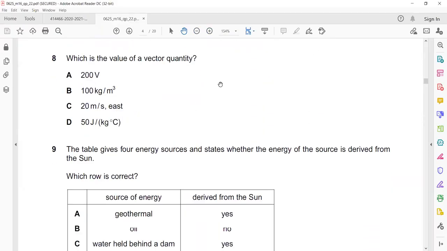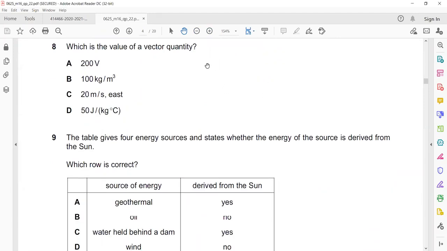Question 8. Which value is the vector quantity? Vector quantity means it has magnitude, unit as well as direction.